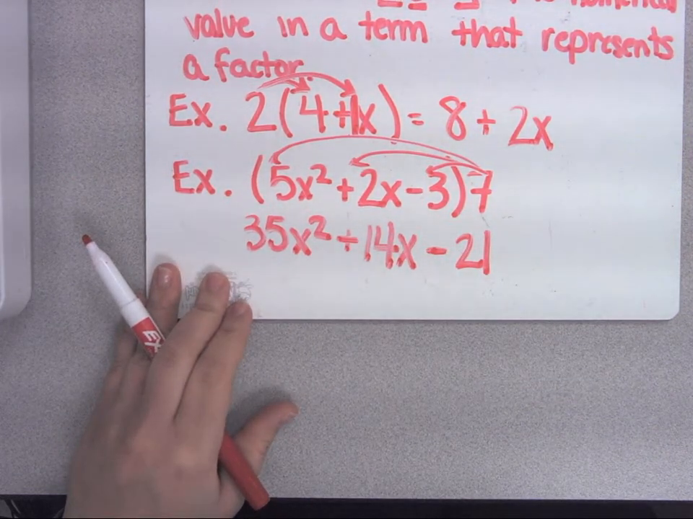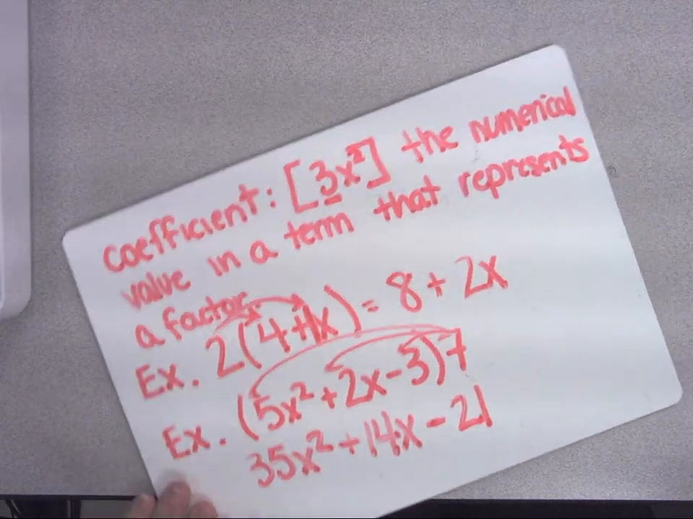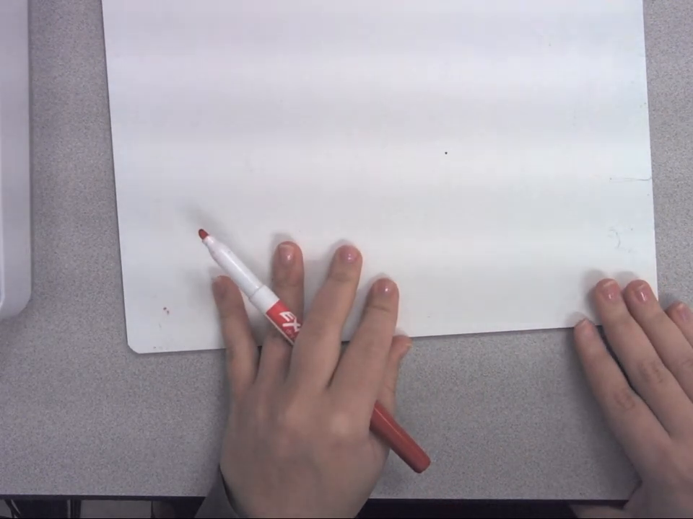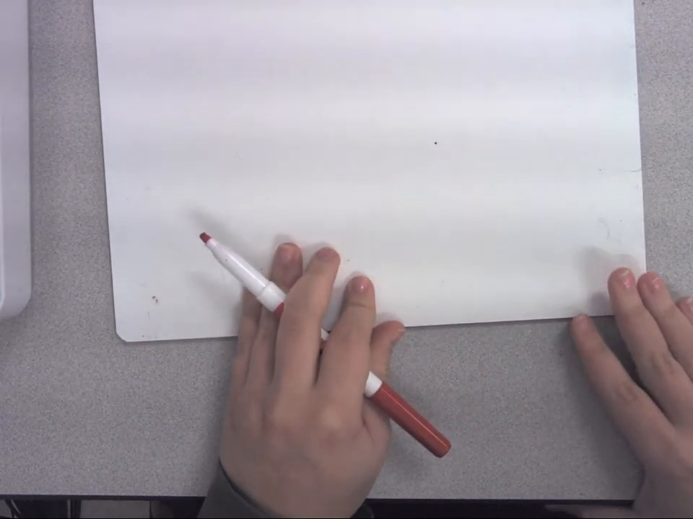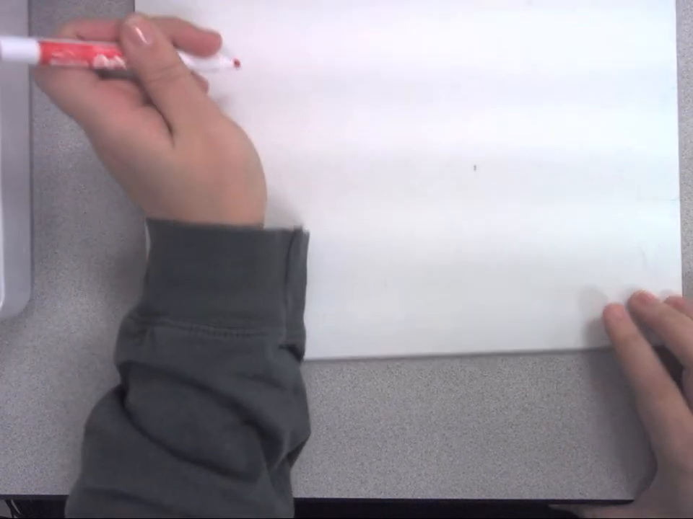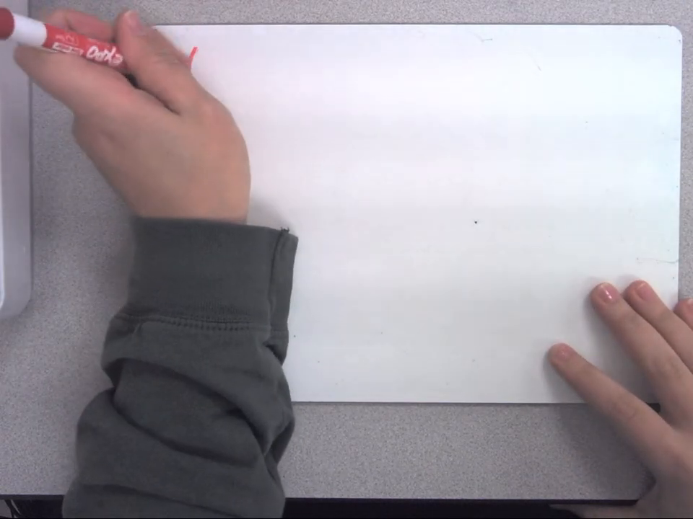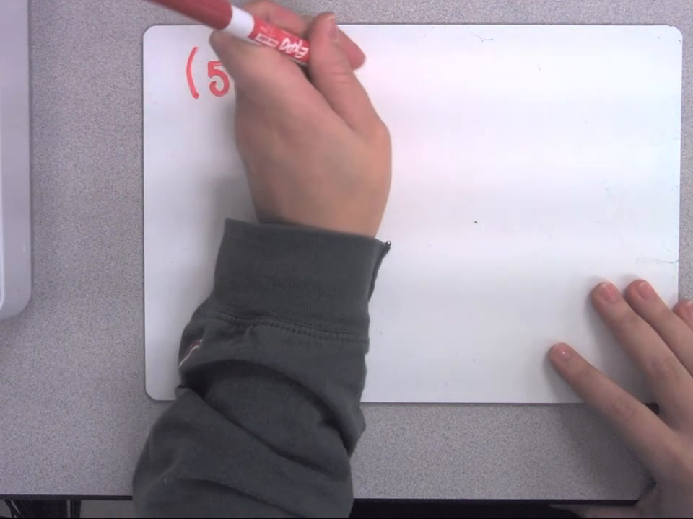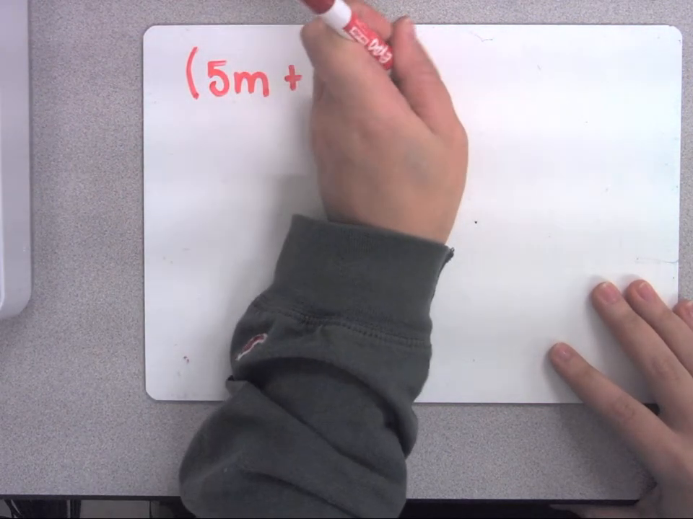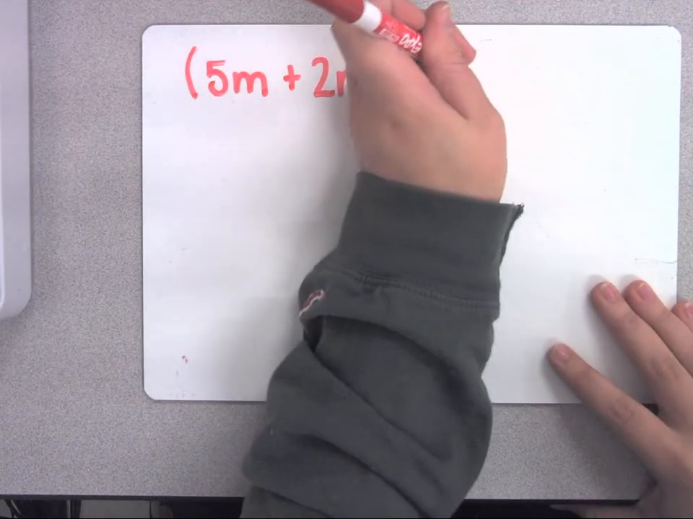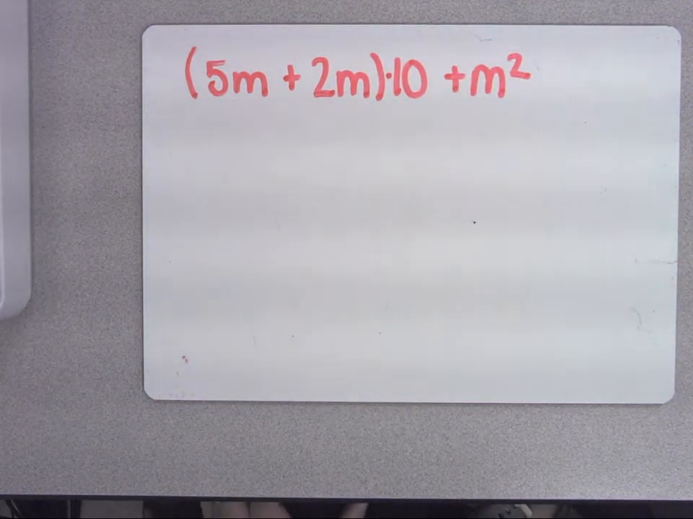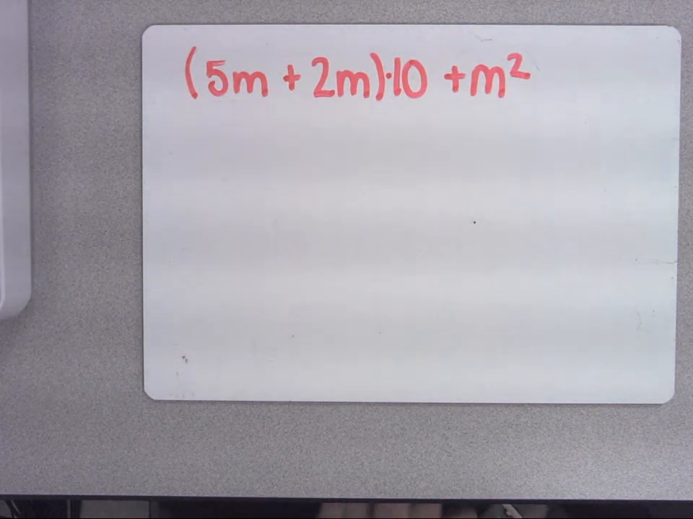Okay. So far, all we've had to do is distribute. Now let's mash them together. Let's do it. Let me find one I like. Oh, bring this down. Ready? Parentheses. 5m plus 2m parentheses times 10 plus m squared. Now it is legitimately up to you how you choose to do this.